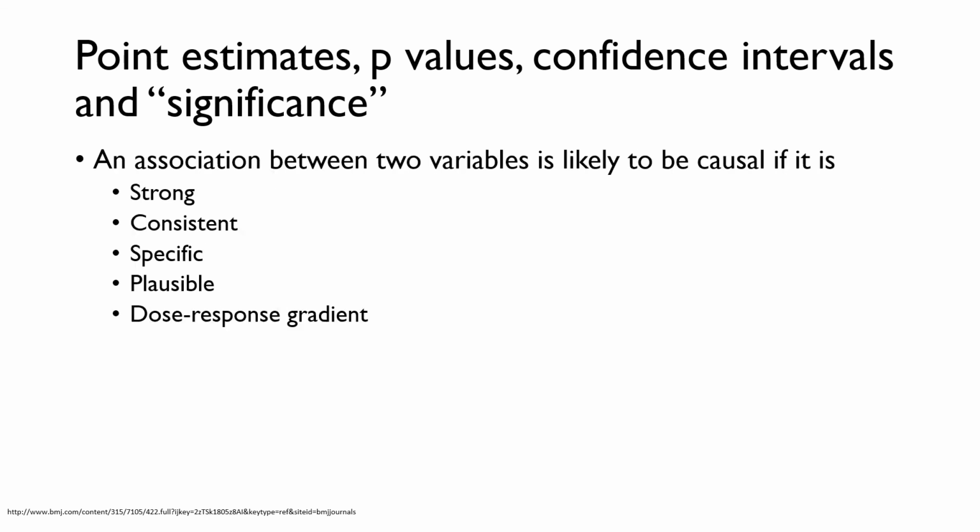And then remember, at the end of the day, no one trial necessarily answers every question. You know, an association between two variables is more likely to be causal if it's strong, if it's consistent across studies, if it's specific to certain outcomes and interventions, if it's biologically plausible, and if there's a dose-response gradient.